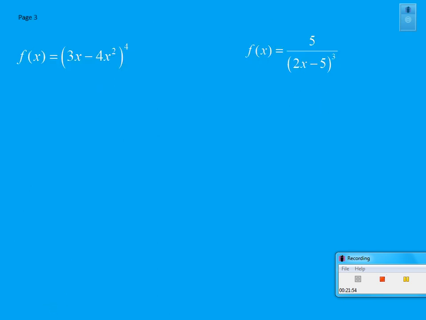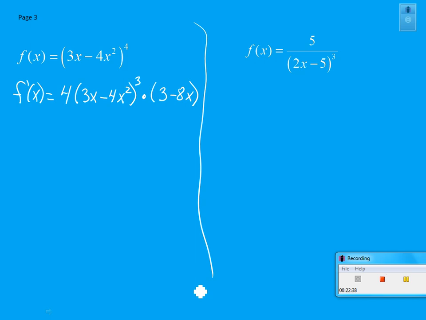Here comes my next one, an easy one for you. f of x equals 3x minus 4x squared to the 4th. Well, my derivative, f prime of x, is going to be simply bring down the 4, leave your parentheses alone, take away 1 from the power. Now here comes the chain rule, times the derivative of whatever's inside your parentheses. Since that's definitely going to be a quantity, I need parentheses. 3 minus 8x. There's your answer. Leave it alone. You could take this 4 times that, but it's just more work. So you're done with that answer.